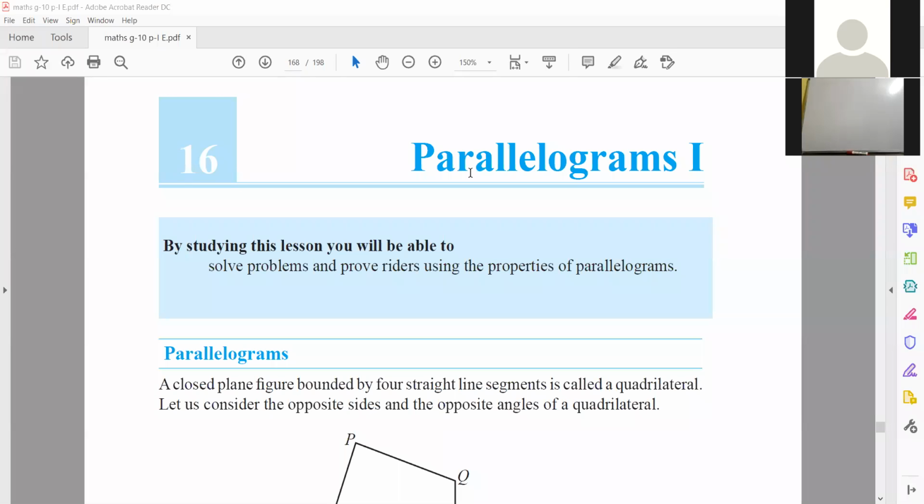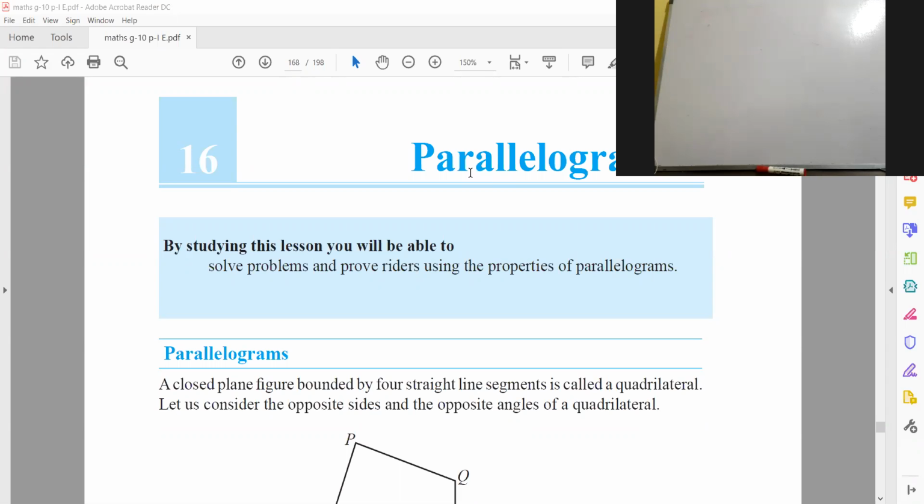Parallelograms. It's a grade 10 lesson. I think you all have done this in your schools. So let's begin. Now, before talking about parallelograms, I think you all know what a quadrilateral is, right? A quadrilateral is a closed plane figure with four sides.